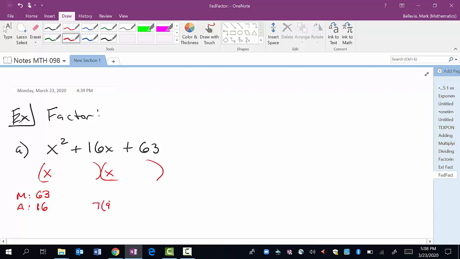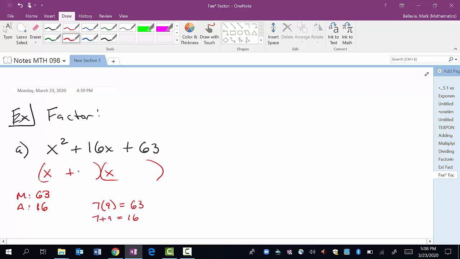But the numbers that do that are 7 times 9, right? 7 times 9 equals a positive 63. 7 plus 9 does equal 16. They're both positive, you know that, because to multiply to a positive number, you either have to have them both be positive or both be negative. But to add to a positive, you know they have to both be positive.